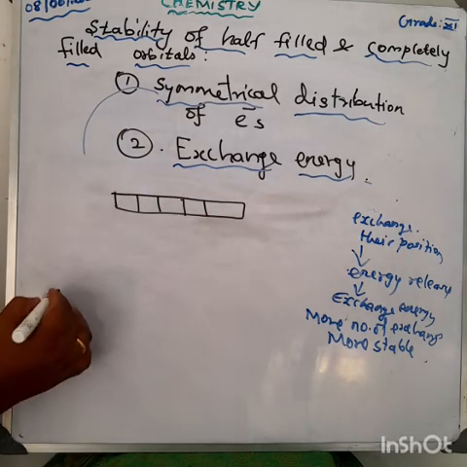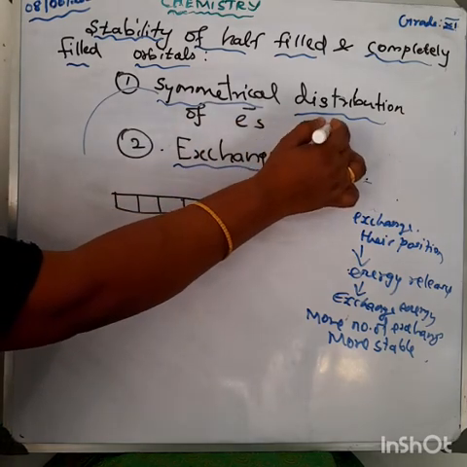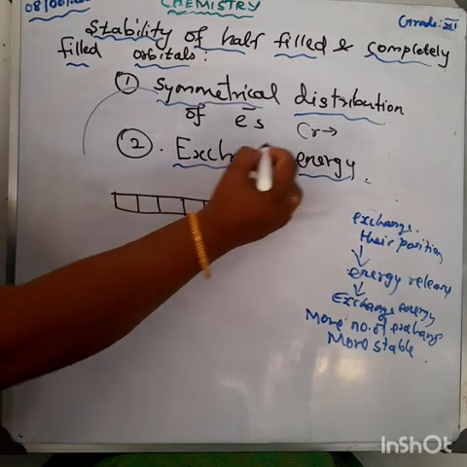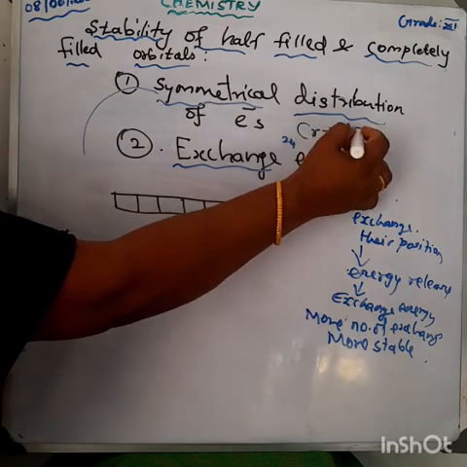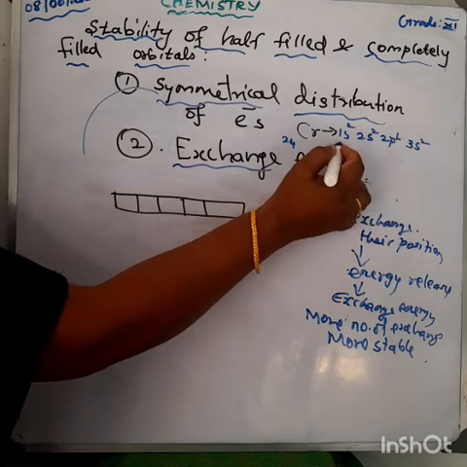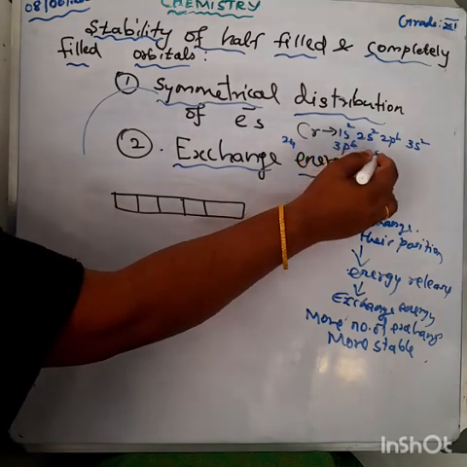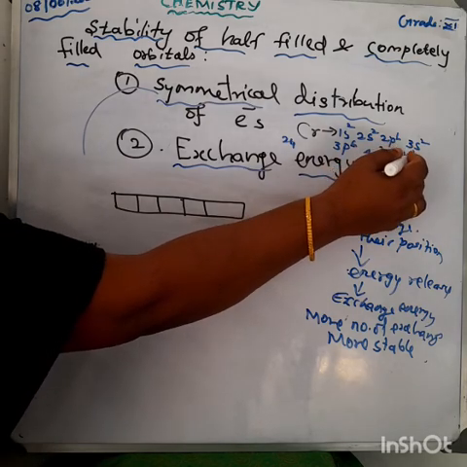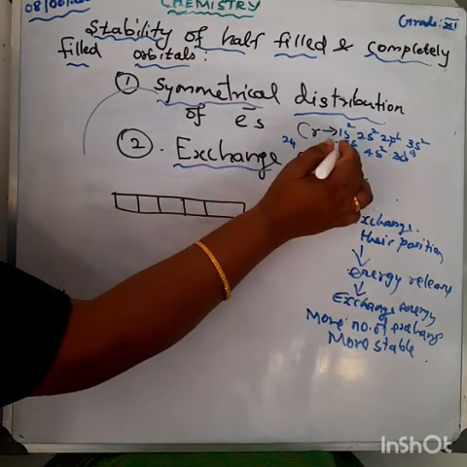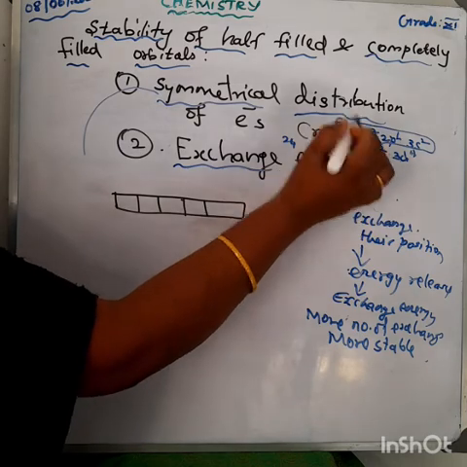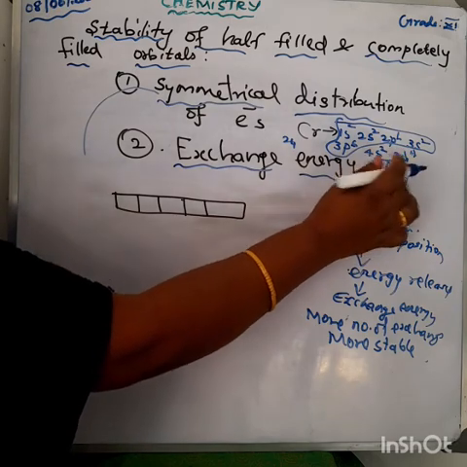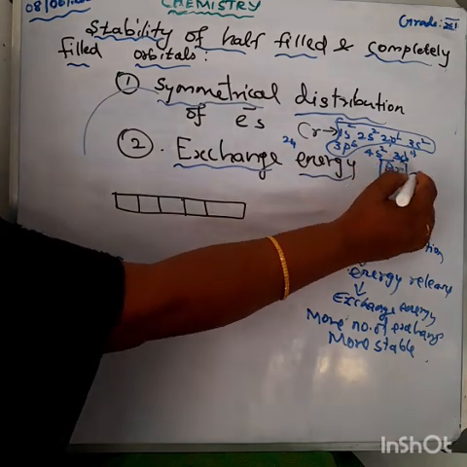For example, now I am taking chromium. You know the electronic configuration for chromium already; in the previous class we studied chromium, atomic number 24. Here, what is the electronic configuration? 1s2, 2s2, 2p6, 3s2, 3p6, 4s2 and 3d4. This is the expected configuration. For the short form, for these 18 electrons we can take the noble gas argon, atomic number 18, as the stable electronic configuration.